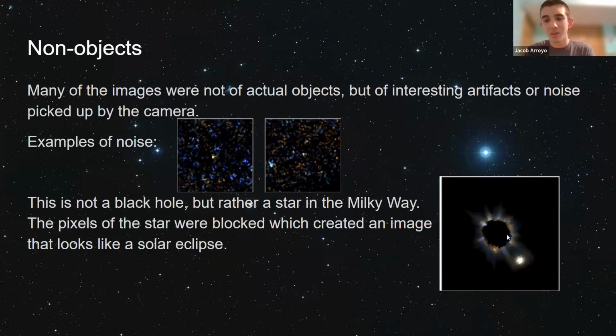This one, at first I thought it was a black hole, but that didn't make a lot of sense to me, especially with the light coming out of it. It's actually a very close star, and these pixels of the star got maxed out and just blocked by the camera so that they wouldn't damage the instrument.